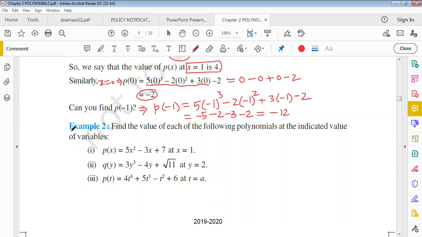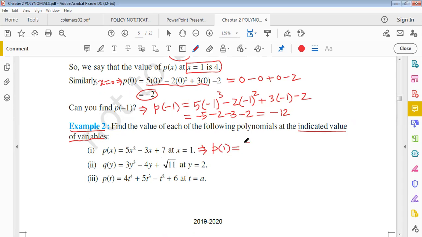Now, move on to example 2. Find the value of each of the following polynomials at the indicated value of the variable. The first part है, p(x) equals 5x square minus 3x plus 7 at x equals to 1 पे फाइंड आउट करना है. तो मैं इसको यहीं सॉल्व कर देता हूँ. देखो, x की जगह क्या रखना है आपको? 1 रखना है. So in p(x), we are replacing x equals to 1 here.